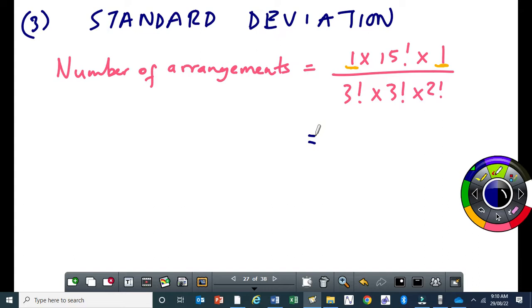What answer do you get? I'm getting 162,144. Very nice.